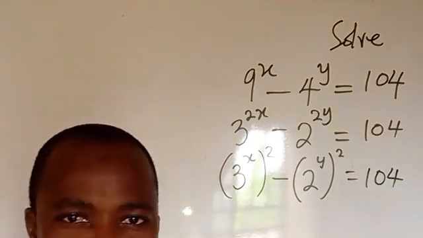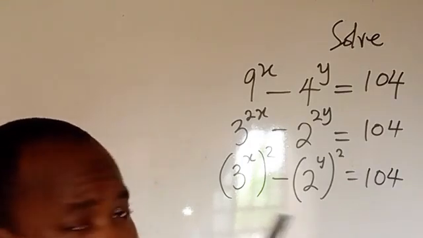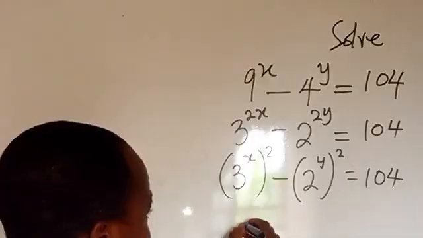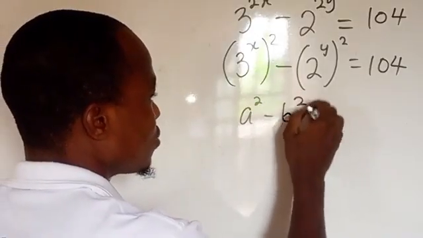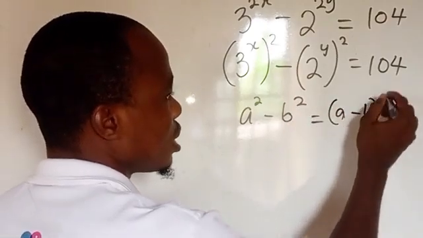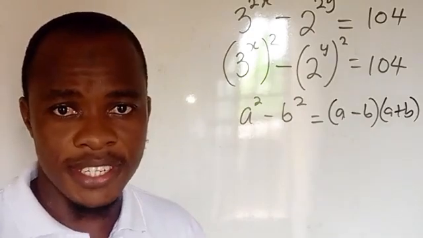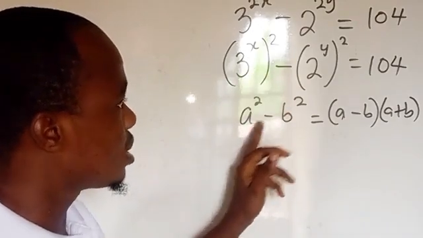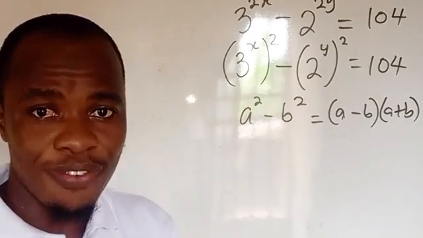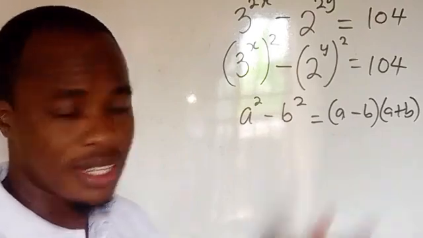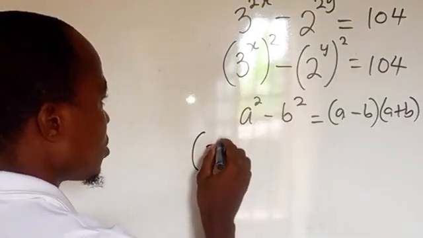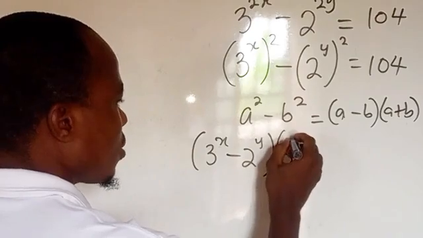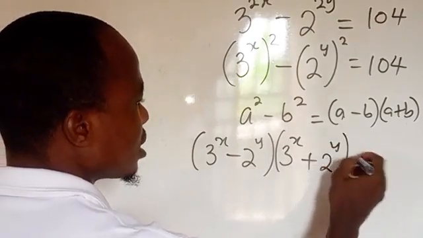Now the next thing we're going to do: we can see the left hand side of this equation looks like what we call the difference of two squares, which gives us (a minus b)(a plus b). You got that? Now 3 to the power of x is the same thing as a, and 2 to the power of y is the same thing as b. Now I want to write this in this format. So we're going to have (3 to the power of x minus 2 to the power of y)(3 to the power of x plus 2 to the power of y) equals 104.